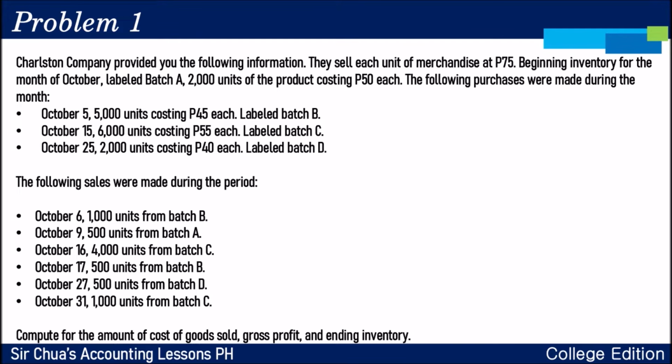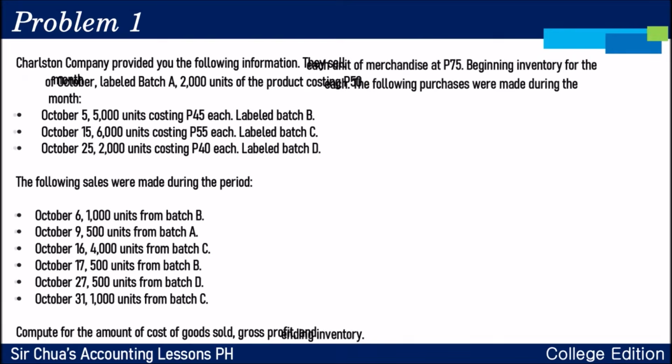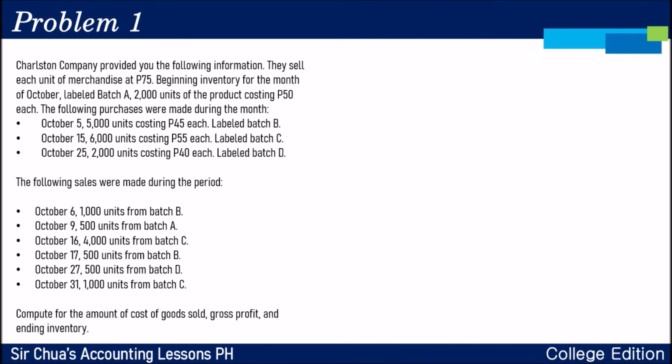We are required to compute for the amount of cost of goods sold, gross profit, and ending inventory. Dahil po specific identification, kung saan kinuhang batch, doon mo i-relate yung cost. Ganun lang po kasimple. Okay? So let's start solving this problem.